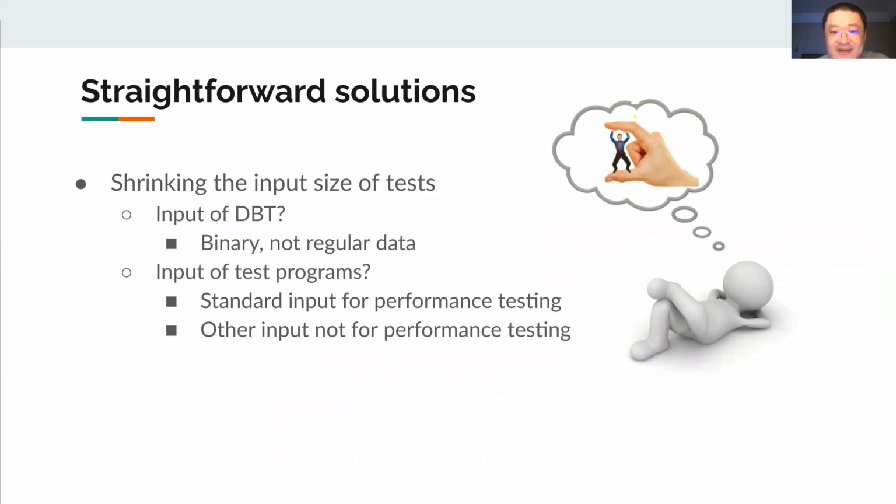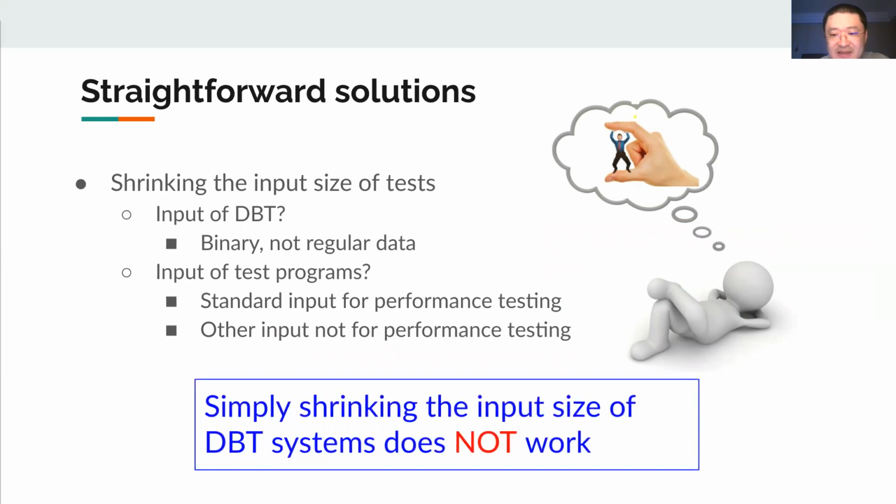However, the smaller datasets are only for functionality testing, which cannot produce accurate performance results, and typically only the largest ones are designed for performance testing. To summarize, simply shrinking the input size of DBT systems does not work. So it would be desired if we can come up with a more intelligent approach to improve the performance testing efficiency of DBT systems.